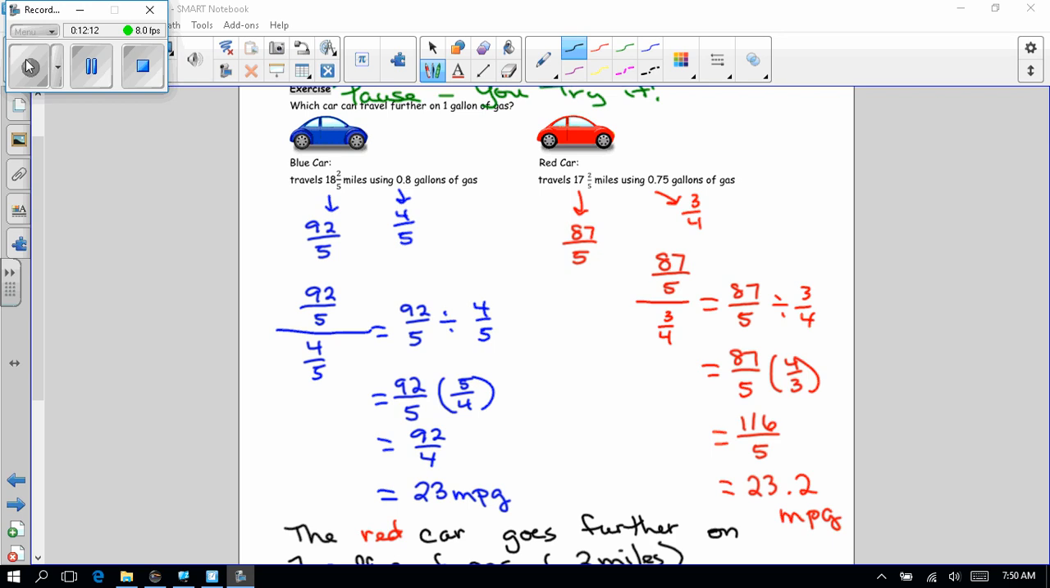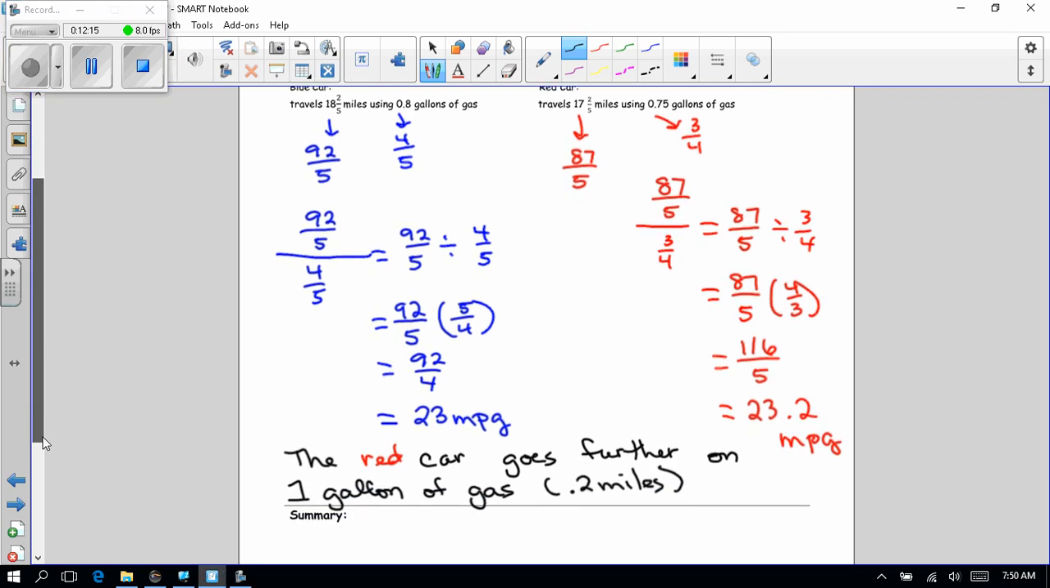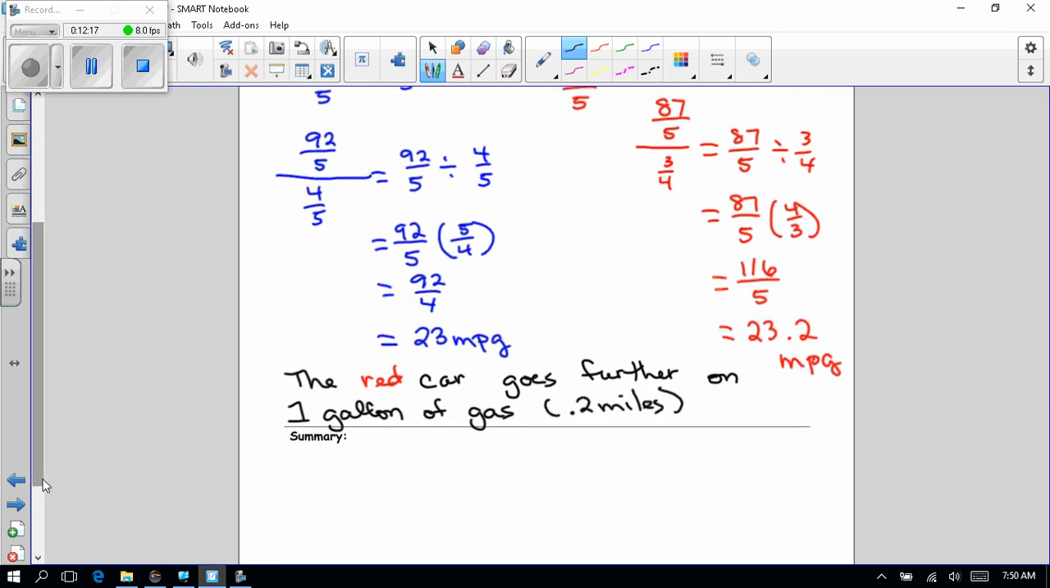So that tells me that the red car goes further on a gallon of gas, right? It went 0.2 miles further. So if you're looking at the cars, they're the exact same car. Everything about them is the same except for the color and their miles per gallon. I'm going to take the red car, even though I like blue better.